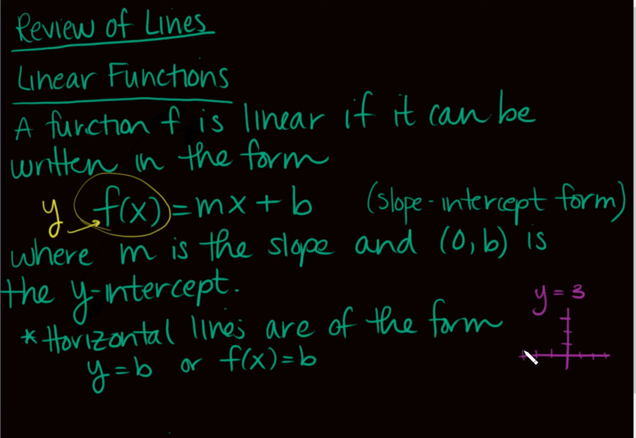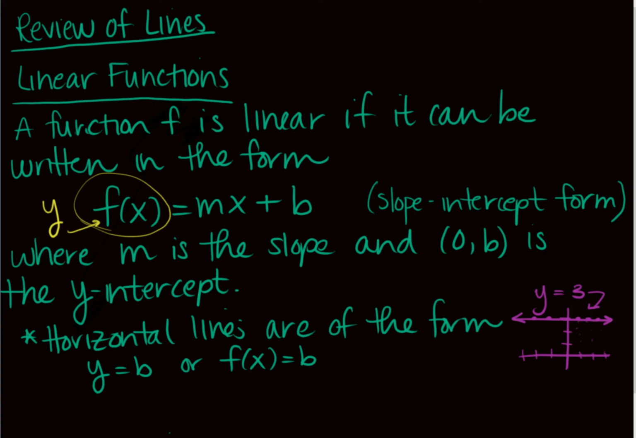X can be whatever it wants. It can just go back and forth on the horizontal axis and do whatever it wants. But what is my y value forced to be? 3. So no matter where I am on the x-axis, my y value must be 3. So I'm going to grab a bunch of x values. What is y always going to spit out? It's always going to spit out 3. That is why, my friends, y equals some constant is just a horizontal line.